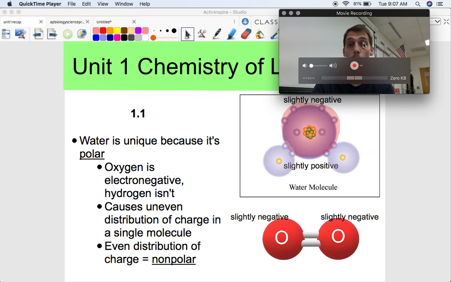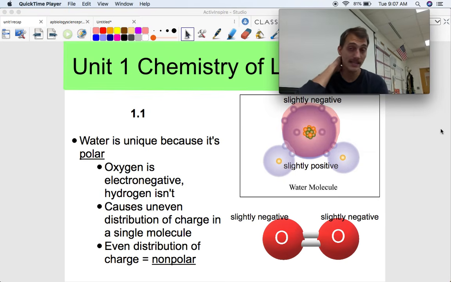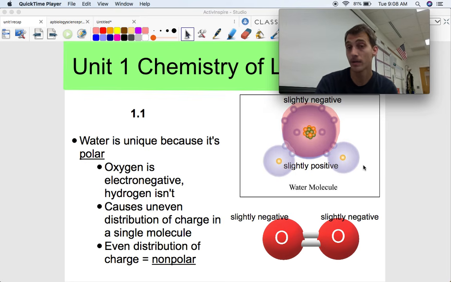Starting with 1.1, water is an amazing molecule. Why is it unique? Water is polar. And what makes water polar is that it has an uneven distribution of charge in one singular molecule. Okay, so here's a water molecule. It's made of 1 oxygen and 2 hydrogen atoms bonded together by covalent bonds.